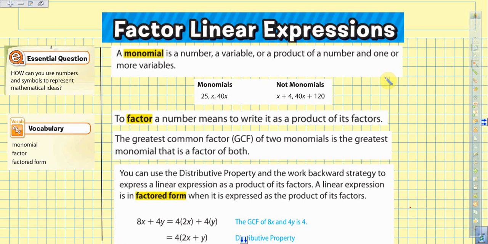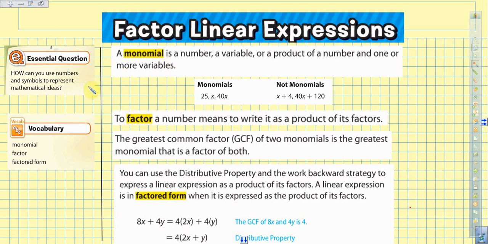Okay, this is the Factor Linear Expressions lesson, the last lesson of the unit, and we're on page 415. The essential question is, let's try that again. How can you use numbers and symbols to represent mathematical ideas? The vocabulary: monomial, factor, factored form. So let's jump right in here.